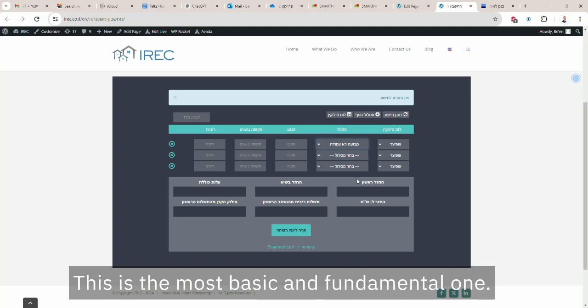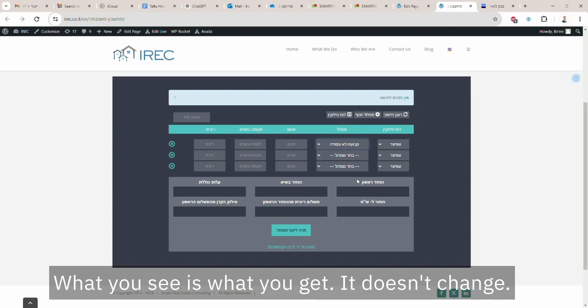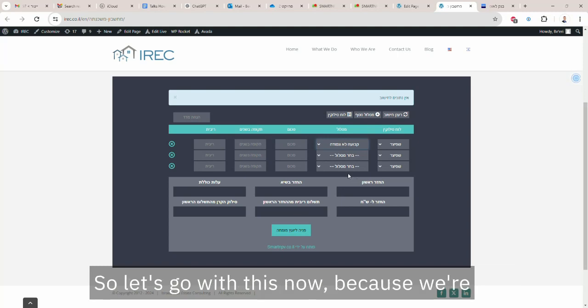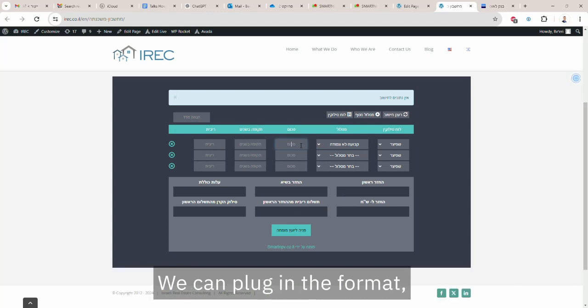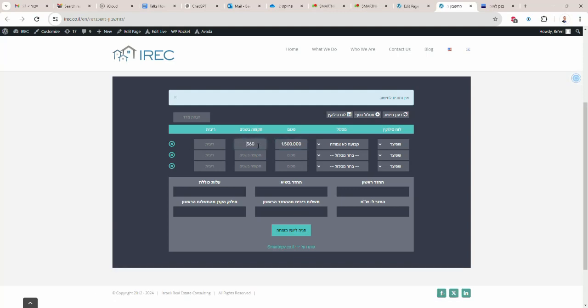This is the most basic and fundamental one. Fixed, non-linked. What you see is what you get. It doesn't change, so let's go with this. Now, because we're just trying to get the most basic understanding, we can plug in the full amount, which is 1.5 million shekels. Let's say that we want it for 30 years.